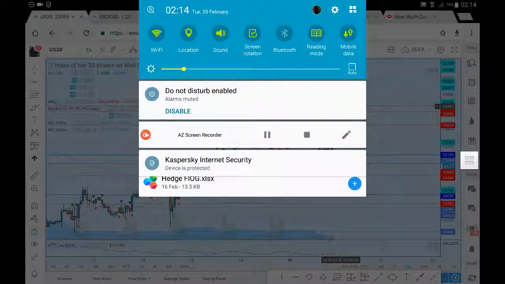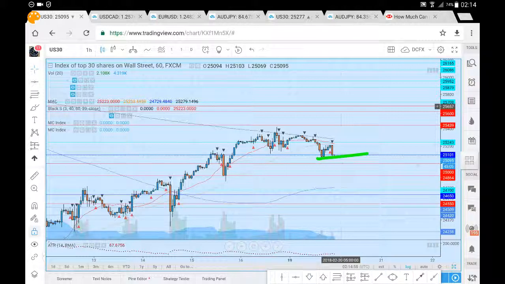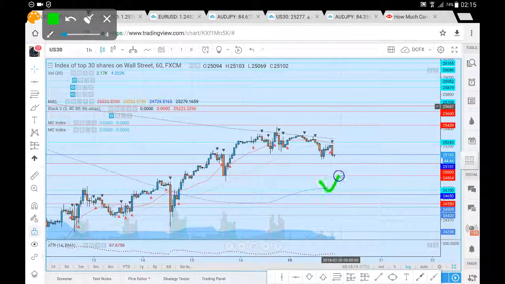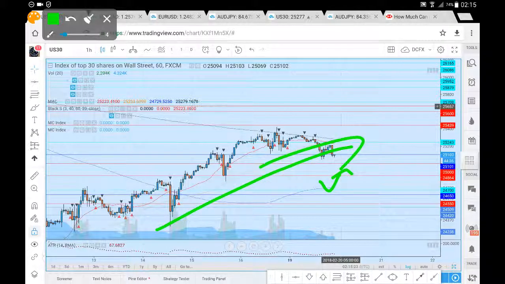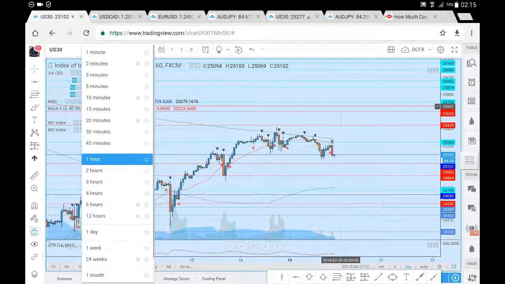Now if we do see sell side momentum and we don't hold this 25,101, again we'll look to see how prices react around 25,000 before looking for 24,864. We have got an important area here in around 24,700, because in around the 24,700 we do have the added confluence of the 200 period moving average, thus increasing the likelihood of seeing further buy side momentum off that 24,700 level.